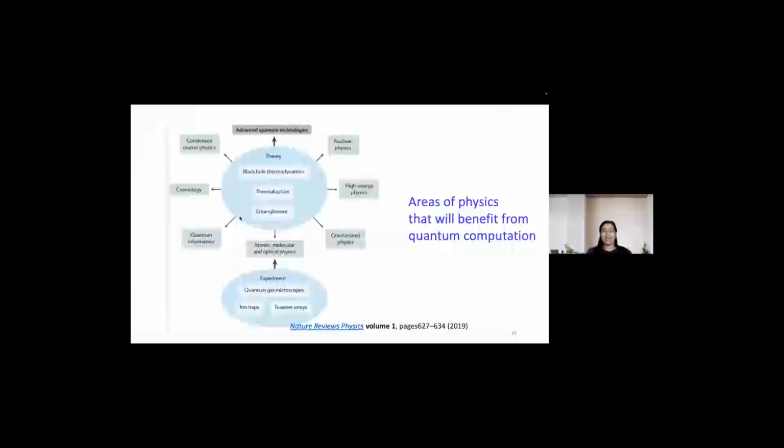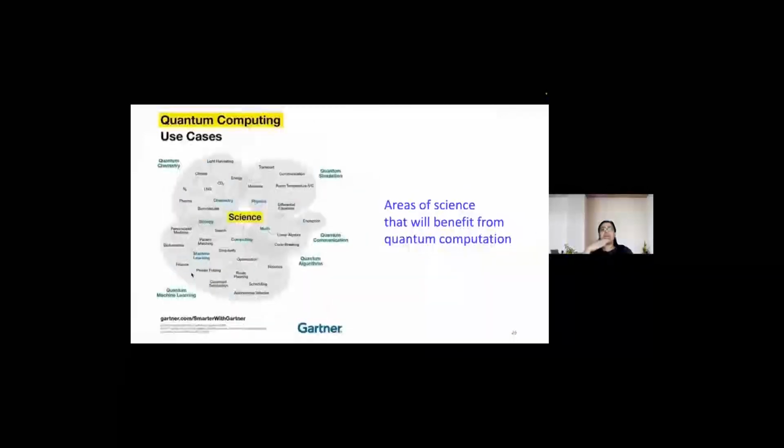Now, if these roadblocks are eliminated step by step, we can benefit. If we just look at physics, we will benefit in condensed matter physics, cosmology, quantum information, atomic, molecular and optical physics, gravitational physics, high energy physics, and nuclear physics. And obviously, this whole effort is going to revolutionize advanced quantum technologies. So basically, technology will feed into physics, and the development of physics will feed into the development of technology.